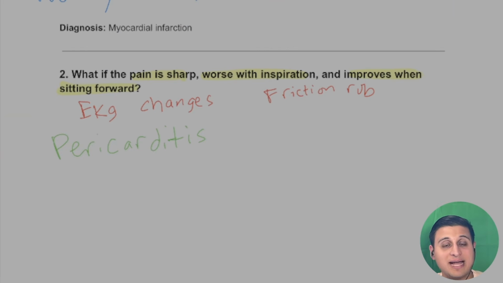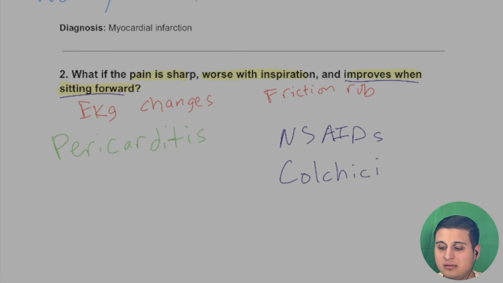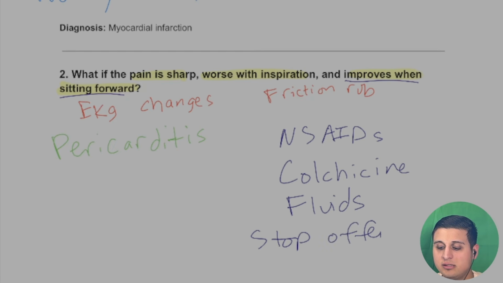So if we have inflammation around the heart, we're going to have EKG changes on every lead. This is where they'll say the STEMI in every lead. There is no such thing as a STEMI in every lead. There should be reciprocal changes somewhere, right? Even if you have triple vessel, there should be reciprocal changes somewhere. But if every lead has EKG changes, it's likely pericarditis. You can also see the friction rub improves when sitting forward, right? In this case, a lot of times pericarditis is treated conservatively. We'll give something like NSAIDs, colchicine, right? Fluids, or stop the offending agent, depending on what it is.